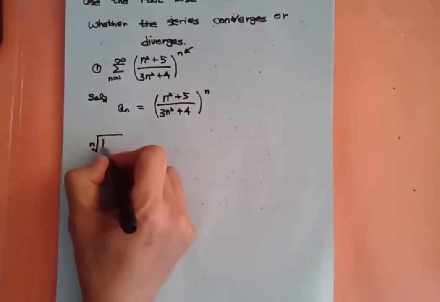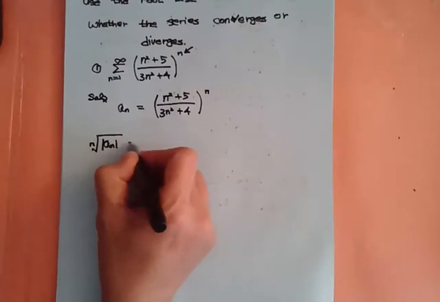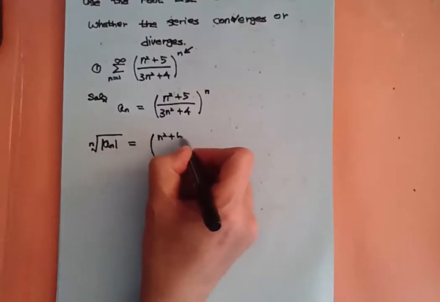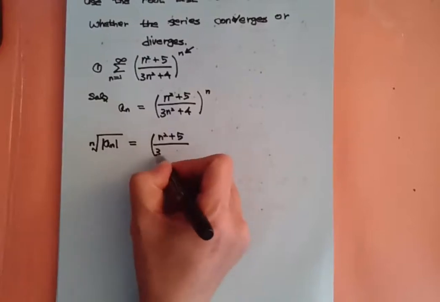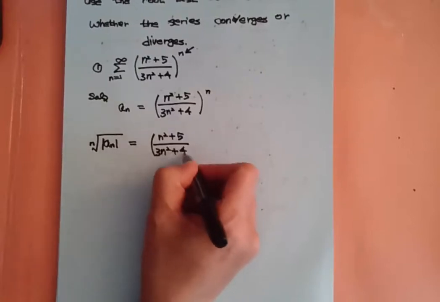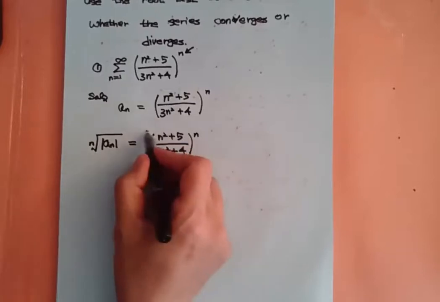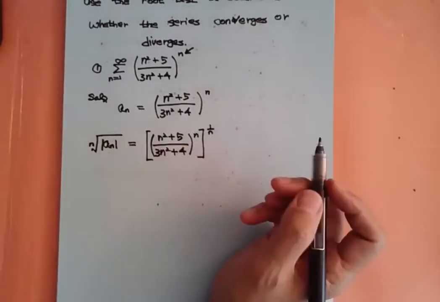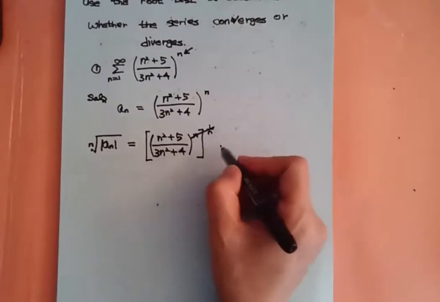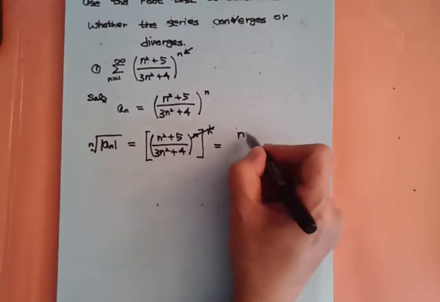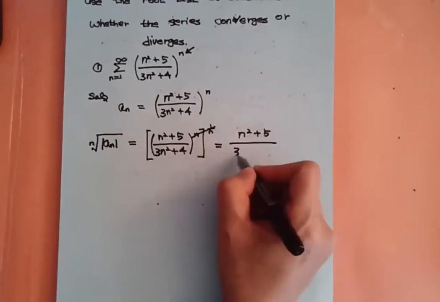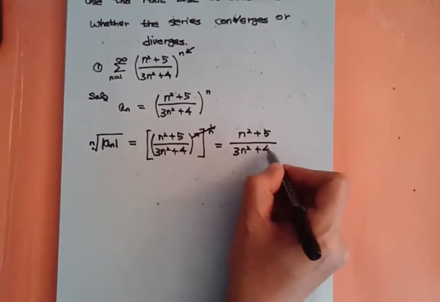So the nth root of the absolute value of an equals (n squared plus 5) over (3n squared plus 4) to the n power, and we think about the 1 over nth power. And then those will cancel each other. And we have (n squared plus 5) over (3n squared plus 4).